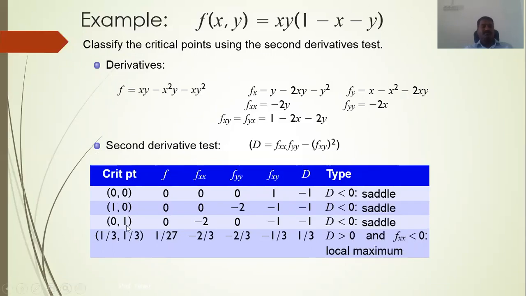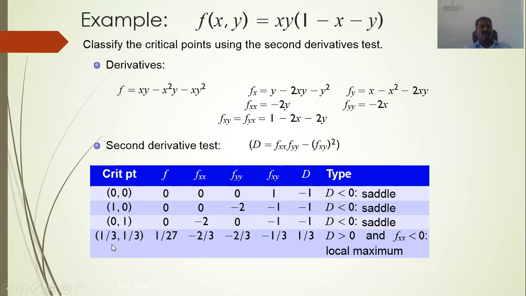Now (0, 1). F at (0, 1) is 0. Fxx at (0, 1) is minus 2. Fyy at (0, 1) is 0. Fxy at (0, 1) is minus 1. And the discriminant is minus 1. So D is less than 0. It's a saddle point. So all these three are saddle points.